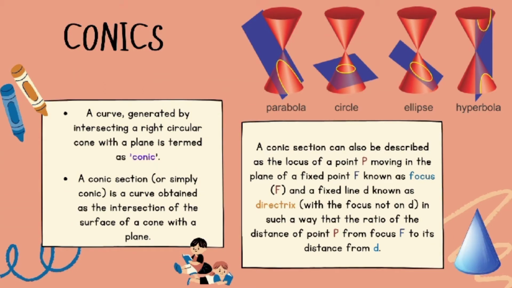A conic section, or simply conic, is a curve obtained as the intersection of the surface of a cone with a plane. It can also be described as the locus of a point P moving in the plane of a fixed point F known as focus, and a fixed line D known as directrix, with the focus not on D, in such a way that the ratio of the distance of point P from focus F to its distance from D is constant. And every conic section has certain features, including at least one focus and directrix.